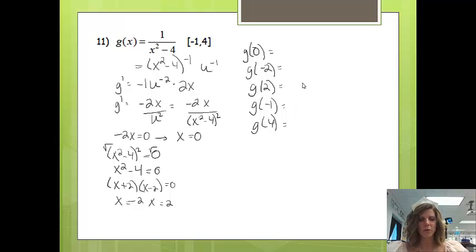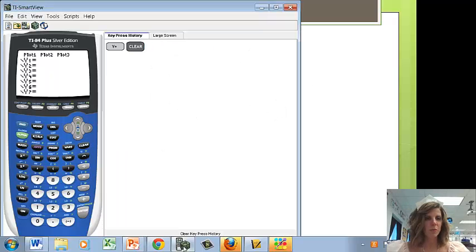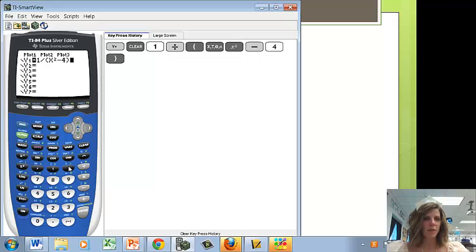I'm going to flip over to my calculator right now, so you can go ahead and grab yours out too. What I'm going to be doing is just typing in the original function, which was 1 divided by x squared minus 4. Then I don't need to graph it, I'm actually going to go to the table features. There we go.